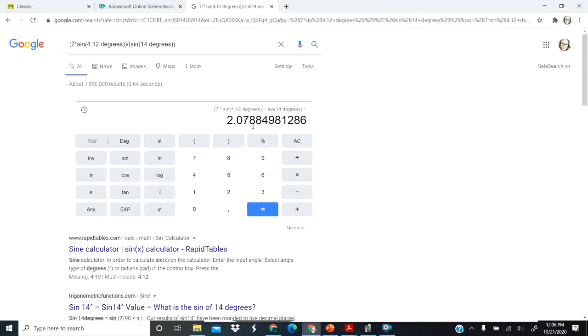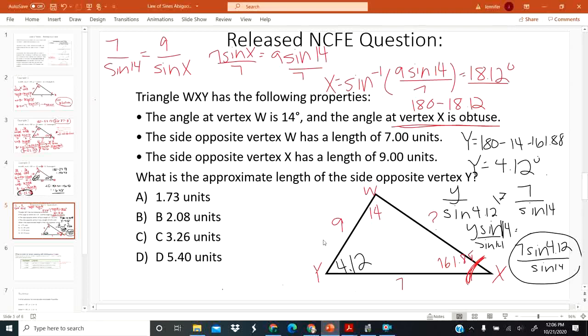And just a note, if you're typing these into Google, you have to actually physically type degrees or it will find the answer in radians. So we're getting that y equals 2.08, which is answer B if you're looking at the multiple choice answers on the released NCFE.